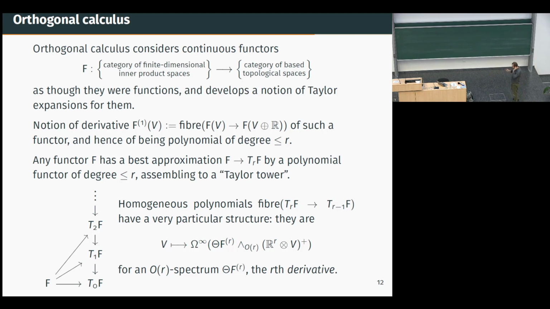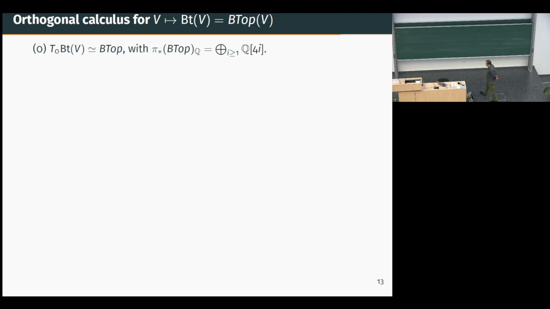So this is the point. The homogeneous functors are somehow classified, and they exhibit exactly this band kind of behavior. So it would be outrageous if the band behavior that we see for B top V was not explained by this kind of story. So let's see what happens.